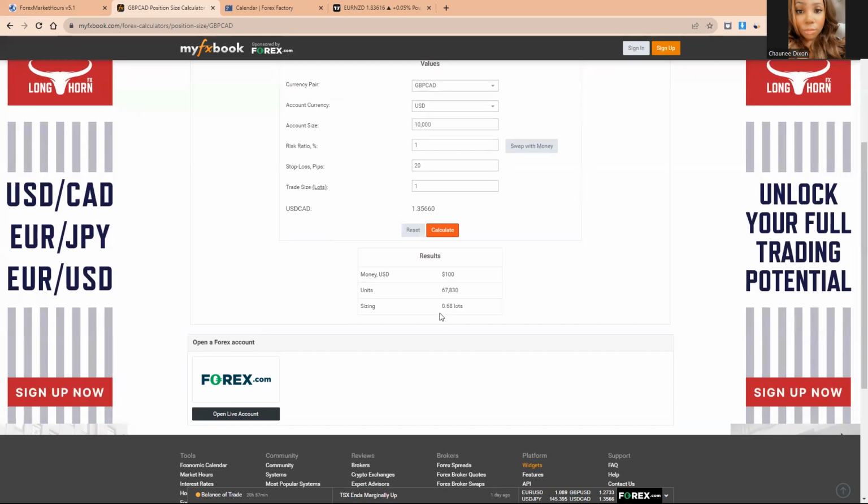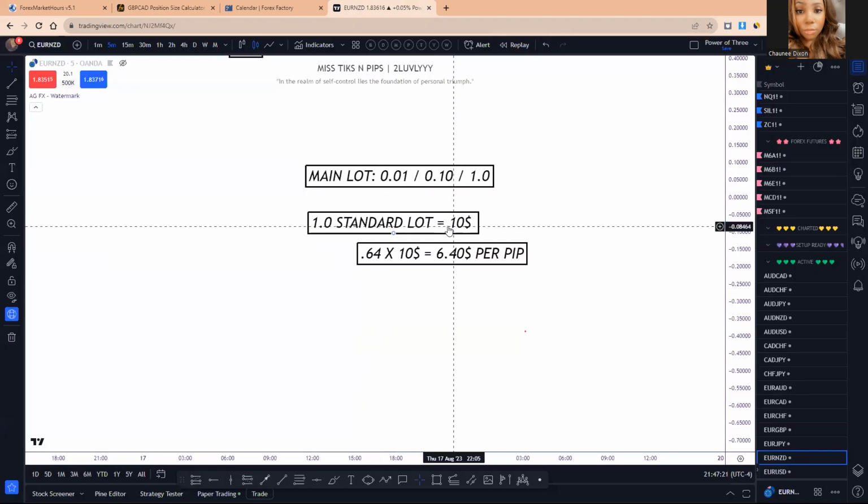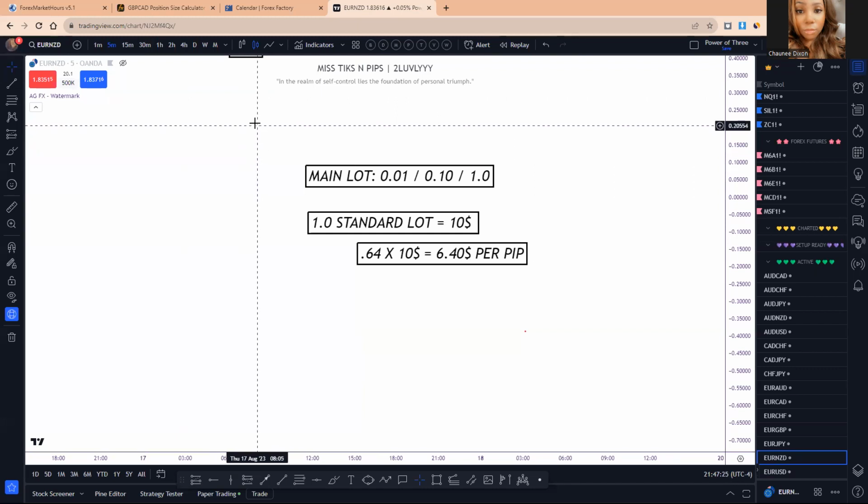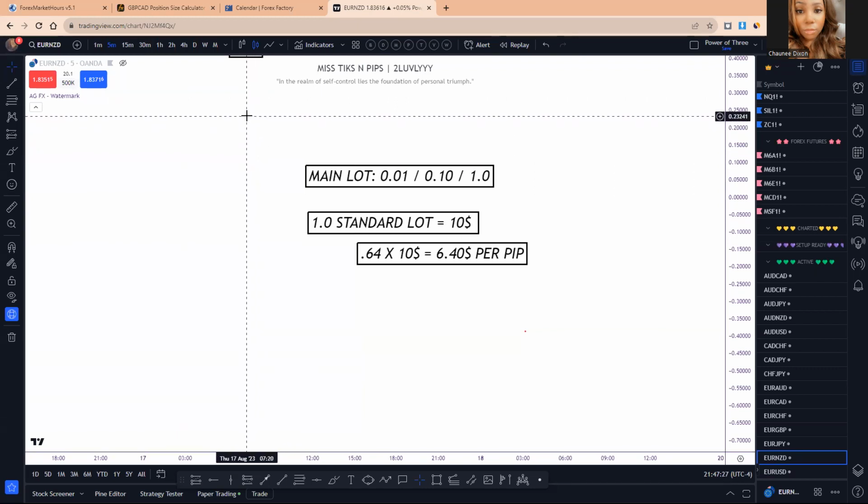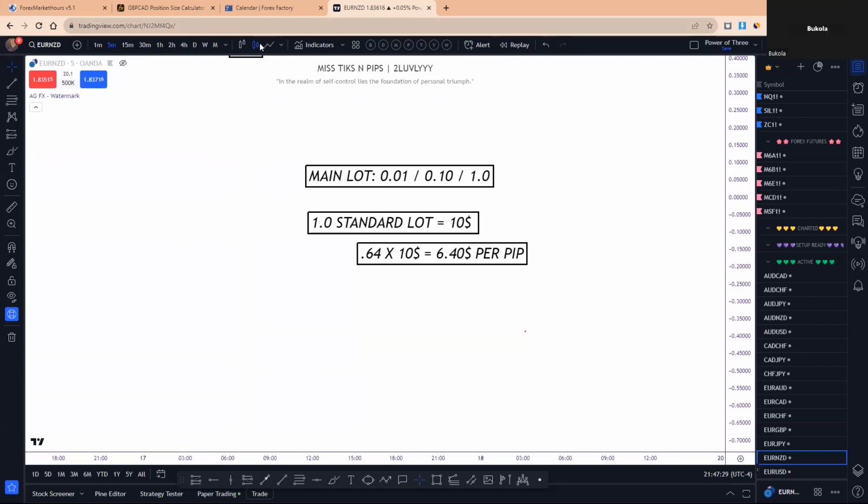So how do we know how much? Well, can anyone tell me how much the price per pip is going to be based off our lot size? Based off of 1 standard lot equaling $10, how much is our pip value going to be based off of our lot size? $6.80. Correct. Yes. Okay, good.